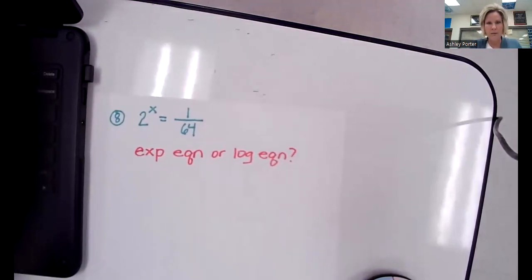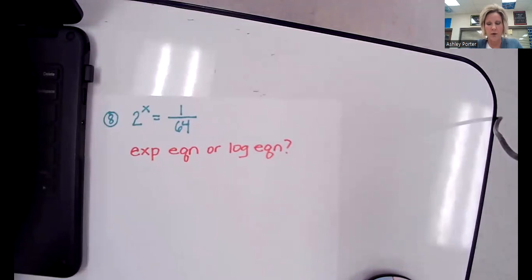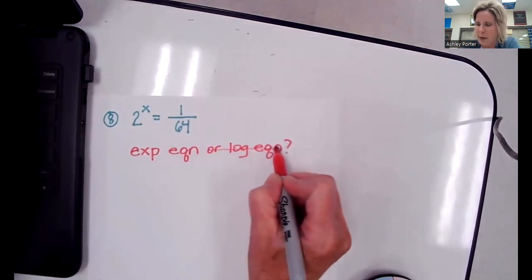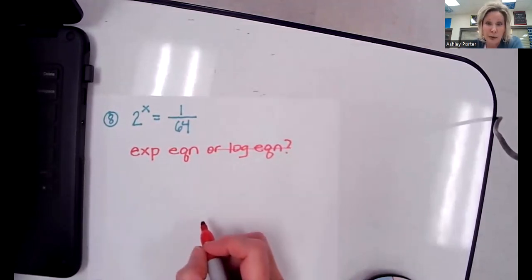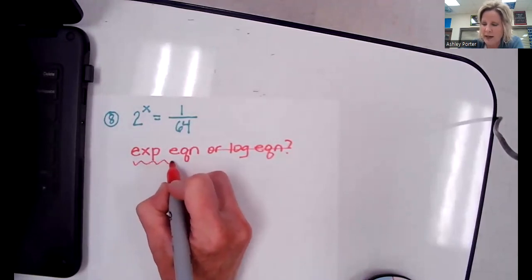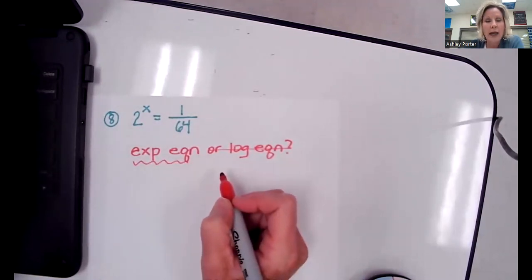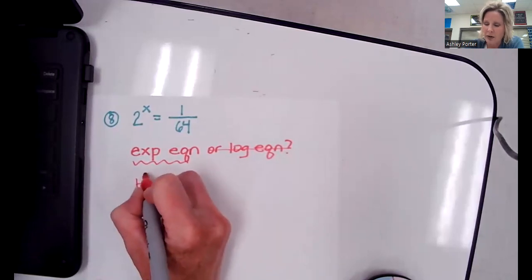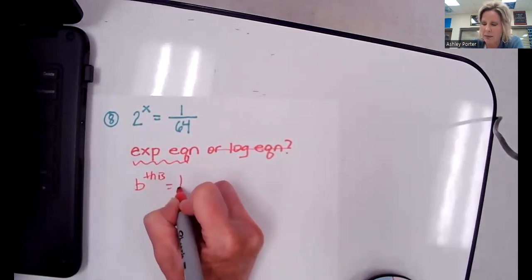All right, here we have an equation, 2 to the x equals 1/64. Is it exponential or logarithmic? I don't see an L. It's not logarithmic. Is it exponential? Yeah, because there's an x in the exponent. So yes on this. So can I write it as b to the this equals b to the that?